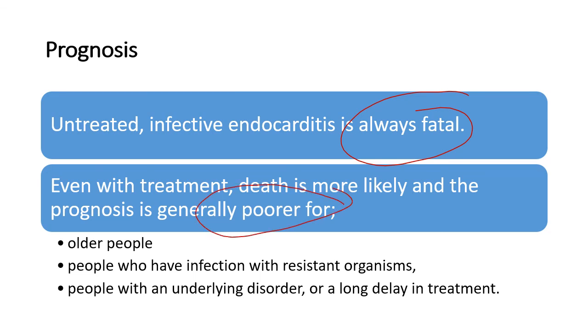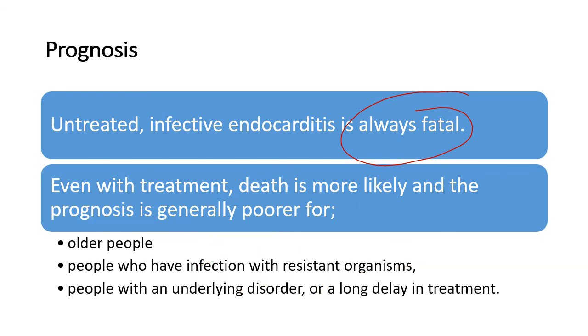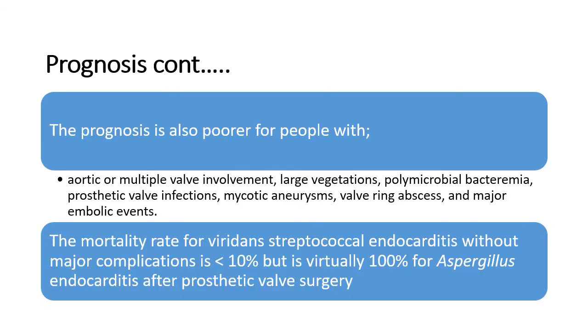Poor in which patients? In older patients, people who have infection with resistant microorganisms, or people who have infective endocarditis but also other underlying disorders, or long delay of treatment. That's why we say it's better to initiate empirical treatment rather than waiting for the results. Prognosis is also poor for people with aortic or multiple valvular involvement and larger vegetation, polymicrobial bacteremia, prosthetic valvular infection, myocardial aneurysm, valvular ring abscess, or major embolic event.